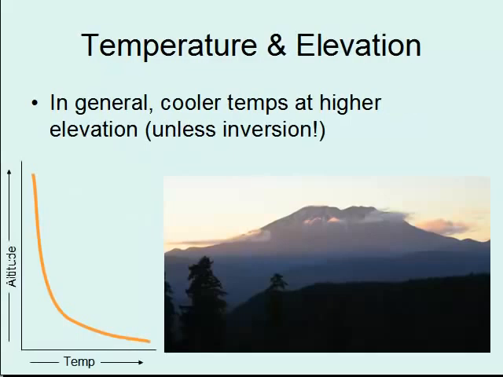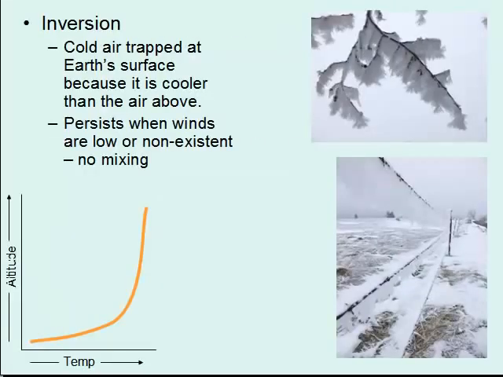If we take a look at temperature and elevation, if you were to travel from, say, Hood River up to the top of Mount Hood, you're going to see a general decrease in the air temperature. As we get higher elevation, we get colder temperatures. Sometimes there's a variation in that, so we have an inversion.